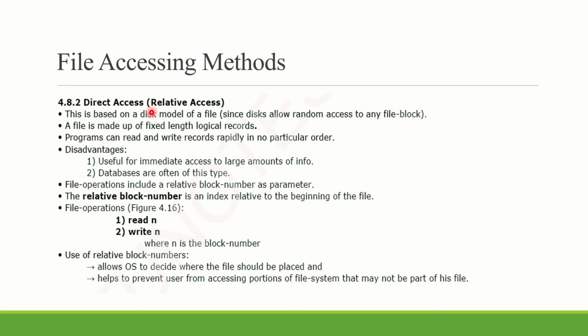So the first method is sequential access, an example is magnetic tape. The second method is direct access or relative access method. Here, in this example, a disk, a hard disk, you can give as the example for the direct access method.